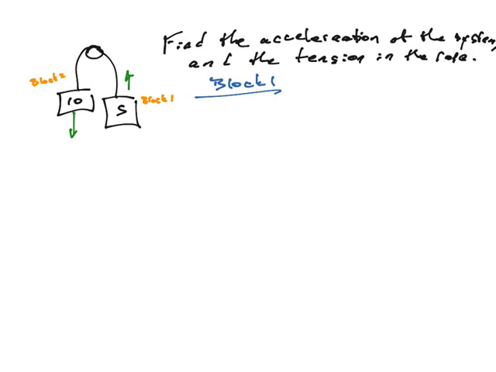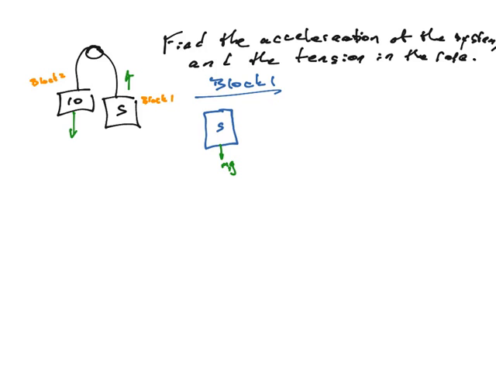Block 1. Here he is. Let's look at him. He's got a mass of 5. What are all the forces acting on this guy? Well, obviously, gravity pulls down on him, so there's some mg pulling down. Let's call it m1 times g, because it's block 1.